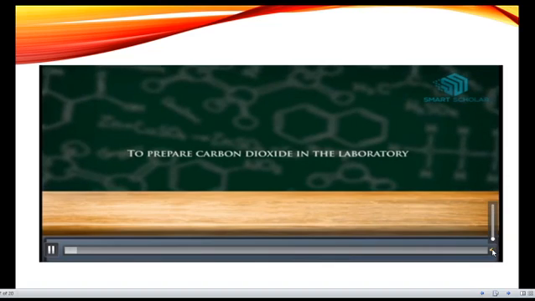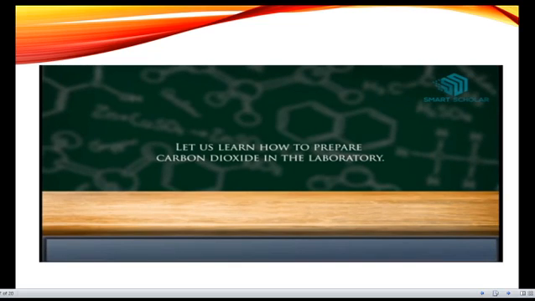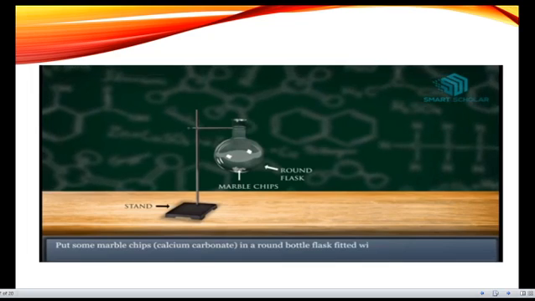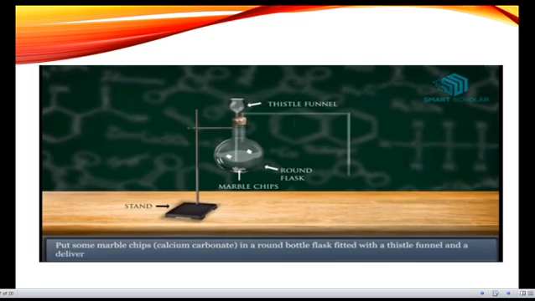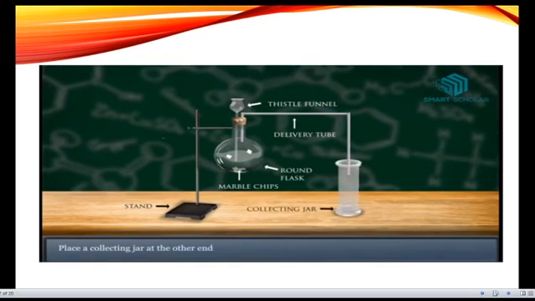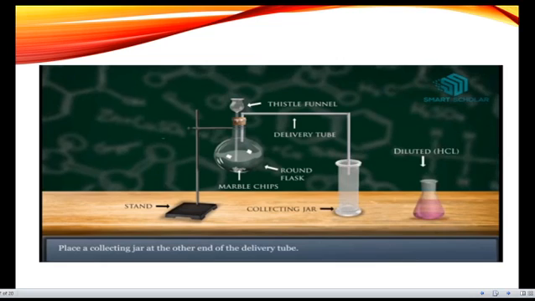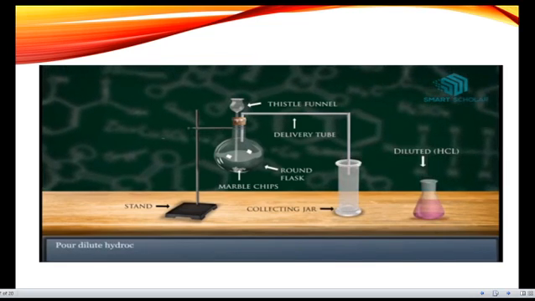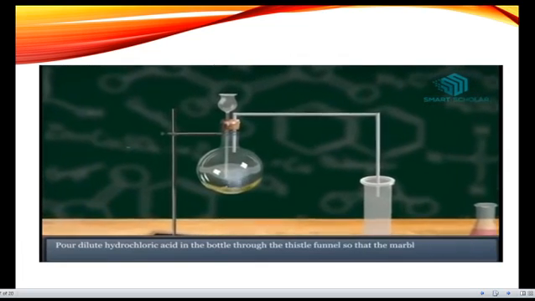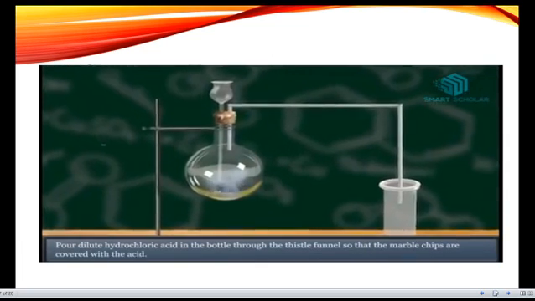Carbon dioxide. So how to prepare carbon dioxide in the laboratory? Let us learn this. First we need to take a round bottomed flask. In that we need to put some marble chips, which is nothing but calcium carbonate. And a thistle funnel is inserted in the round bottomed flask. Through this thistle funnel hydrochloric acid is introduced. The marble chips and hydrochloric acid react and produce carbon dioxide gas.